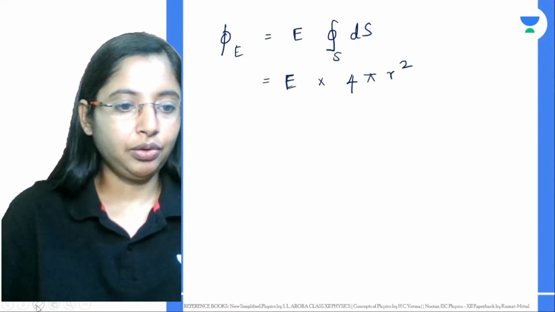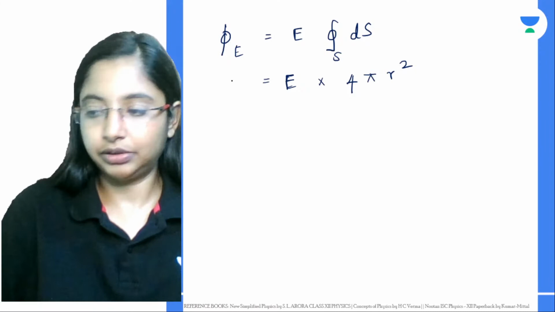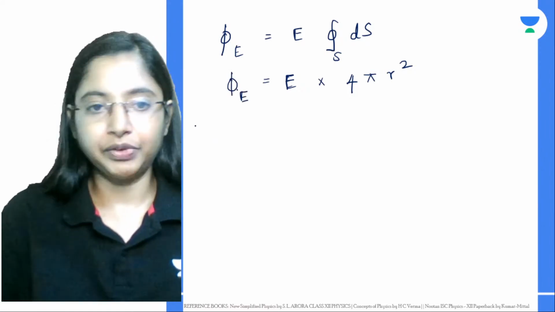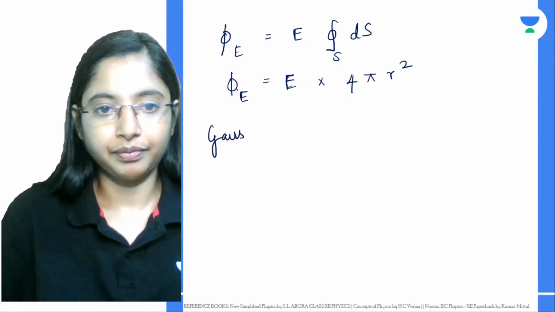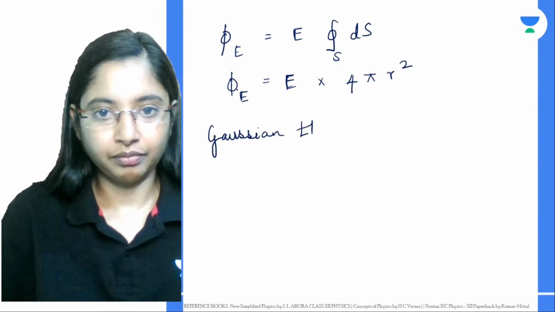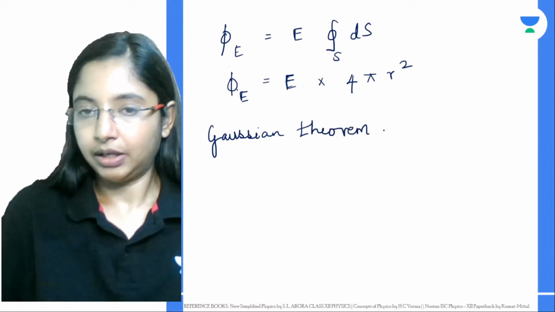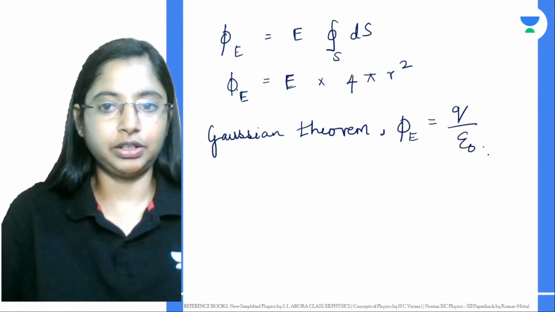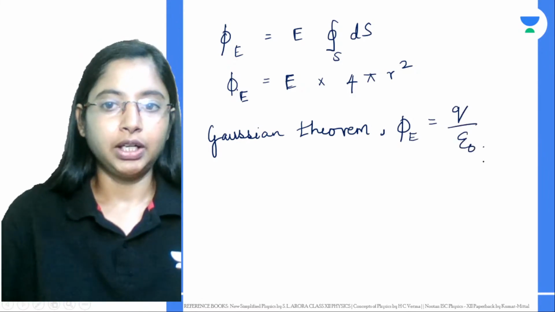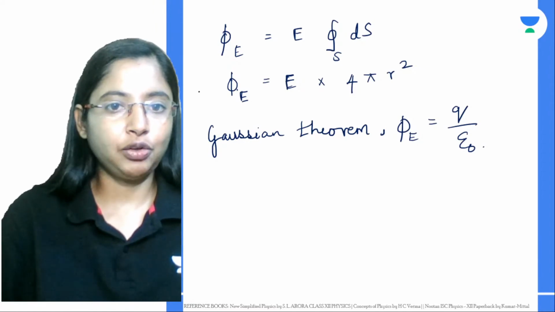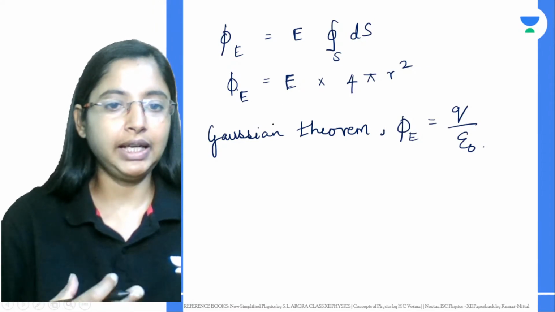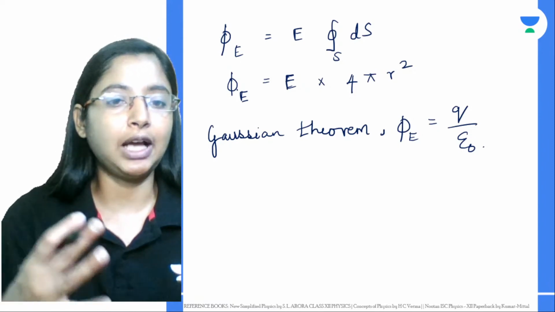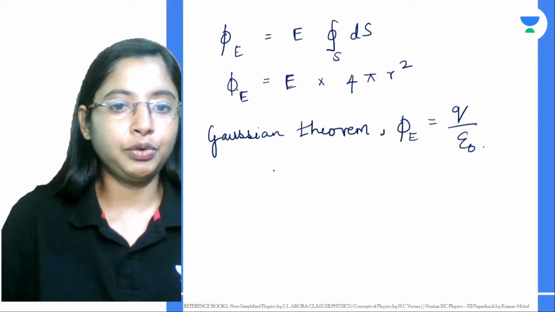Now from here this is basically phi e. Now using Gaussian theorem, we know this phi e is equal to q by epsilon naught. That's what the Gaussian theorem says, and that was the proof of the Gaussian theorem. Now you have the flux for one surface, and we know the flux of the surface that we considered over here using the Gaussian surface. Now you have two quantities, and now you can equate them.